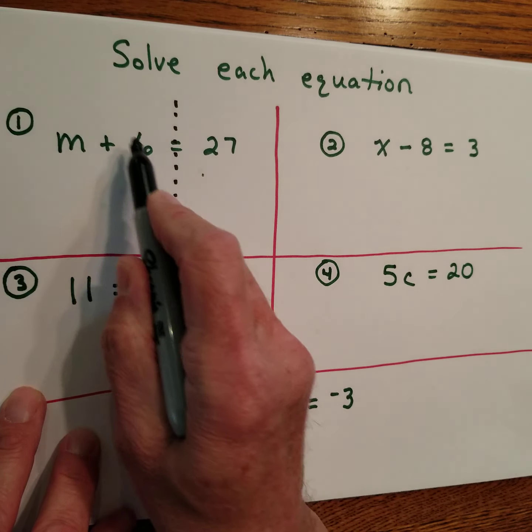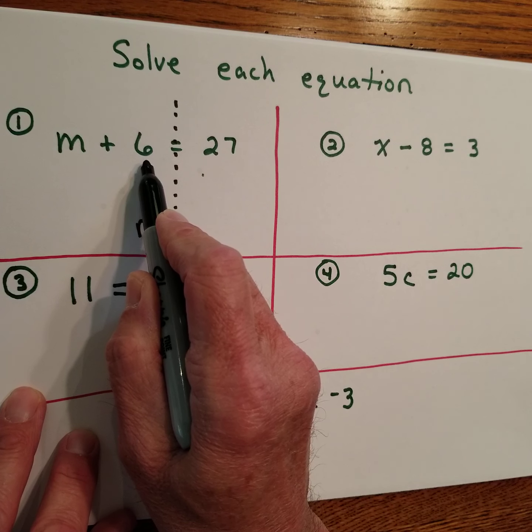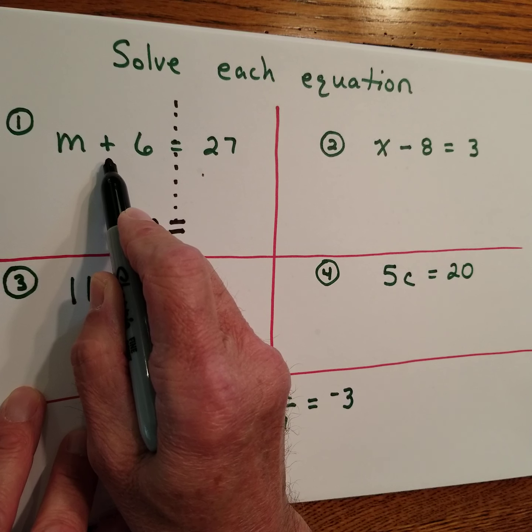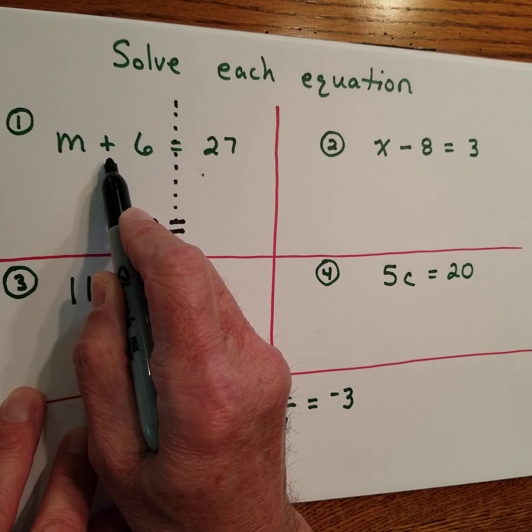How do I get m by itself over here? Well, I must get rid of the 6. The 6 is being added. The inverse operation to addition is subtraction. I'll subtract 6 from this side. But if I subtract 6 from this side, I must match that by subtracting 6 from this side.